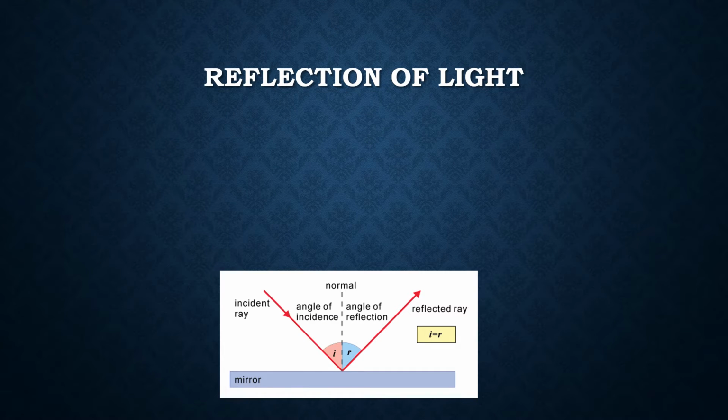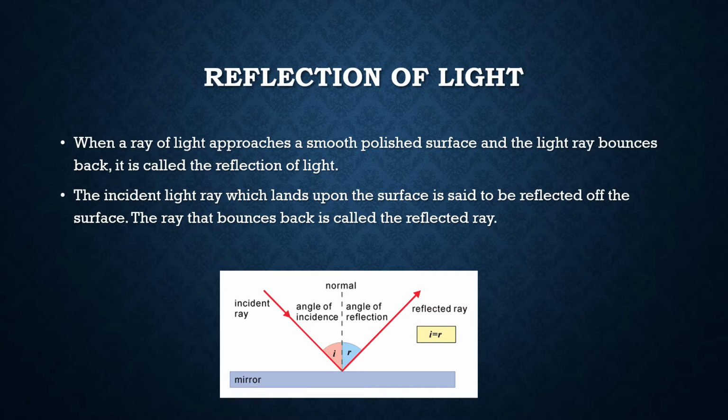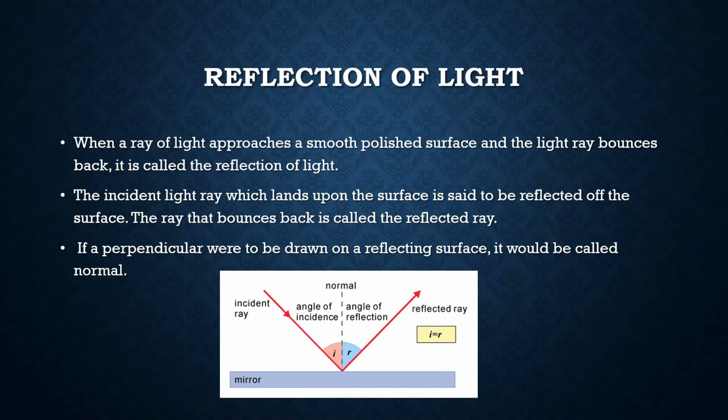What is reflection of light? When a ray of light approaches a smooth, polished surface and the light ray bounces back, it is called reflection of light. The incident ray which lands upon the surface is said to be reflected off the surface. The ray that bounces back is called the reflected ray. If a perpendicular were to be drawn on a reflecting surface, it would be called the normal.